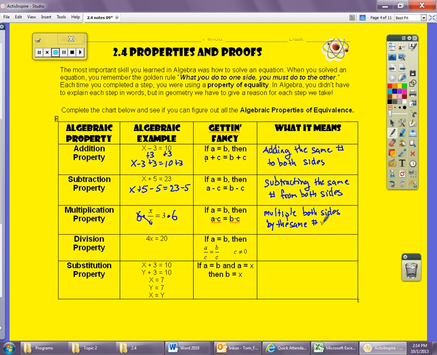And then with the division property, we have 4x equals 20. Well, we can divide this by 4 and divide this by 4, so we will get x equals 5. Getting a little fancy, if a equals b, what we can do is a divided by c is equal to b divided by c. Now, c cannot equal 0, because we can't divide by 0, so we have to put that stipulation in. So what this means is we can divide both sides by the same number. As long as we're doing it to both sides, it's okay.